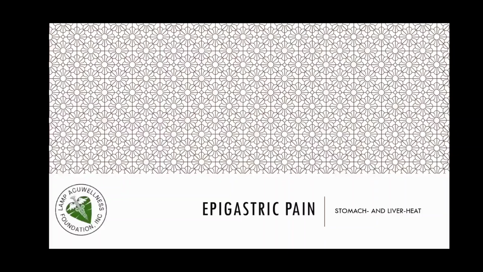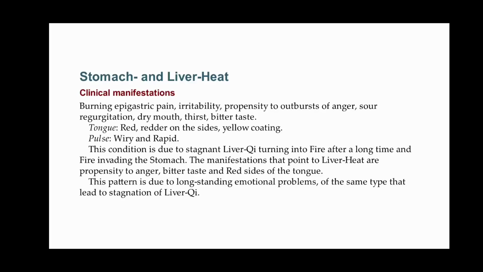Let us now go to epigastric pain. The topic is stomach and liver heat. The clinical manifestations of stomach and liver heat are burning epigastric pain, irritability, propensity to outbursts of anger, sour regurgitation, dry mouth, thirst, and bitter taste. The tongue will be red and redder on the sides with a yellow coating. The pulse will be wiry and rapid.